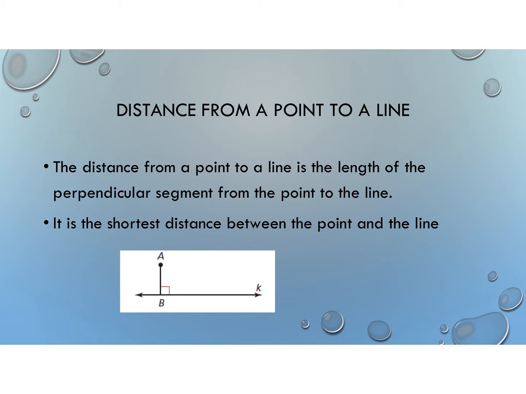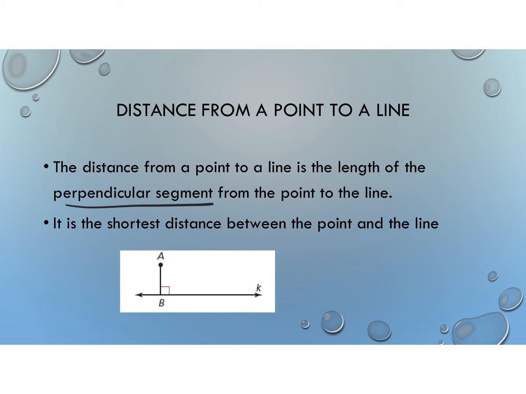And the distance, whenever they're asking you to calculate it from a point to a line, is always going to be the length of the perpendicular segment from the point to the line. This perpendicular segment is always going to be the shortest distance between a point and the line.